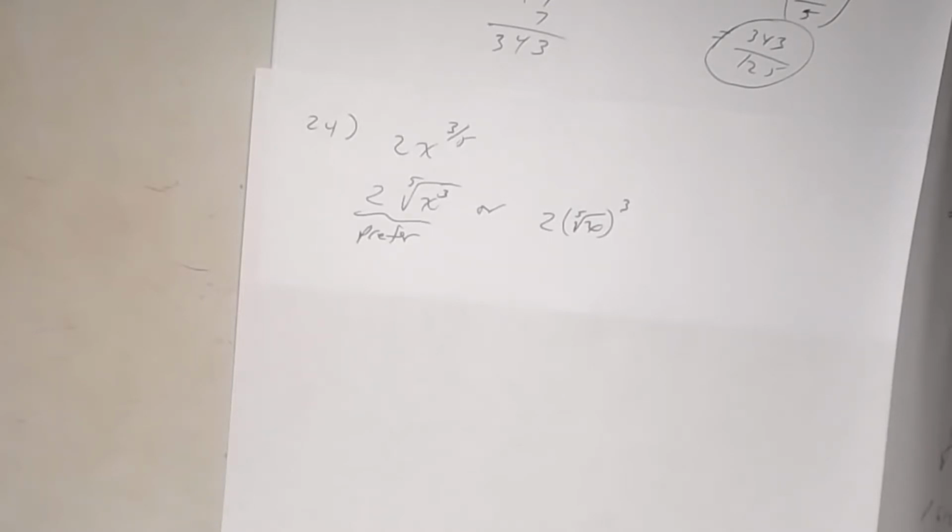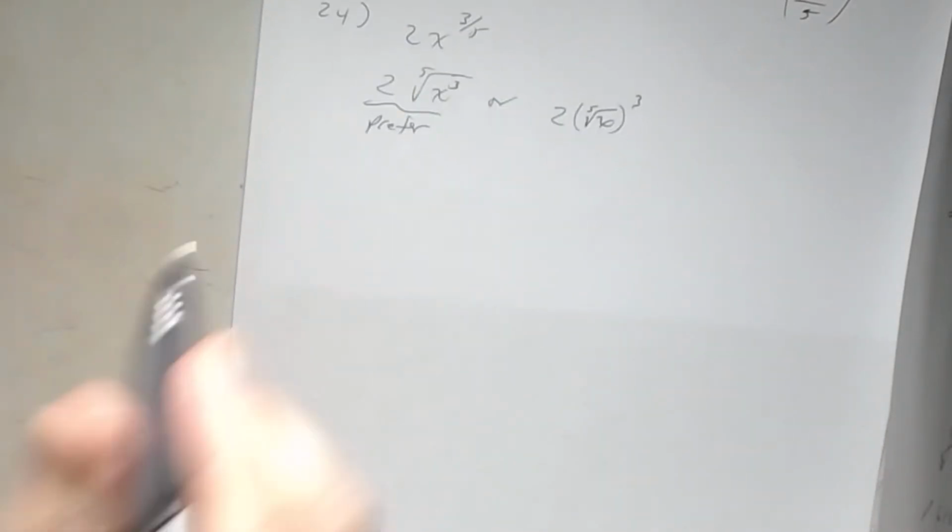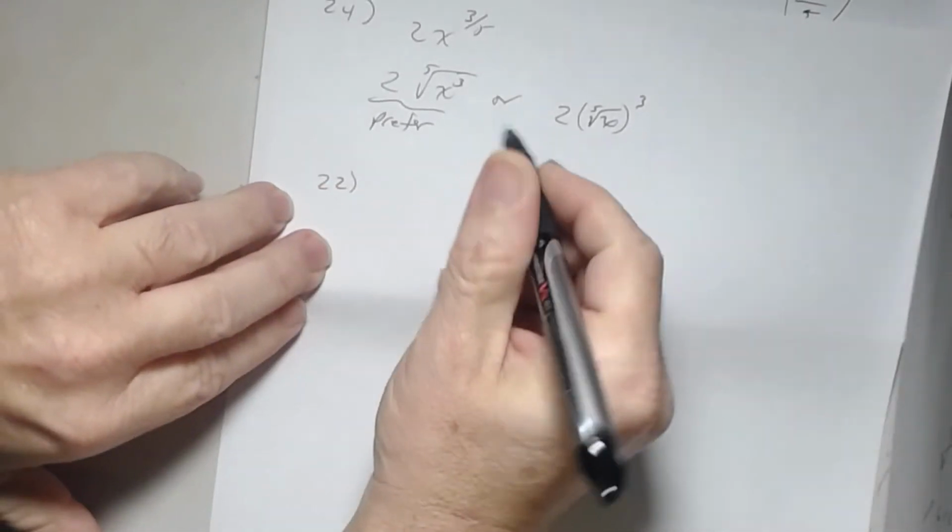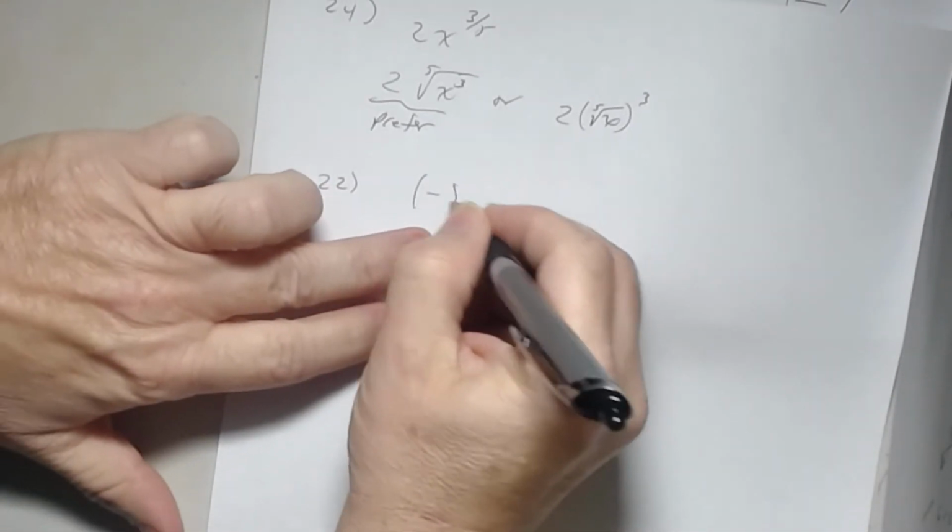So this is the preferred answer. All right, now number 20: negative 8 to the 4/3. Now it's inside the parentheses.